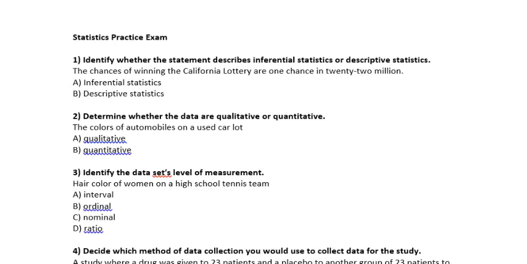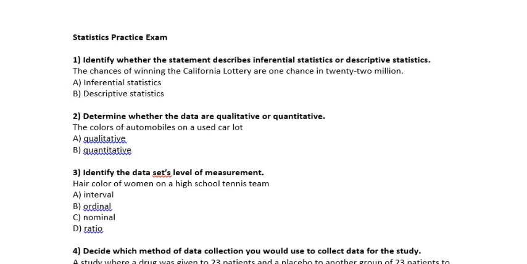So let's start with question number 1. Identify whether this statement describes inferential statistics or descriptive statistics. The chances of winning the California lottery are 1 chance in 22 million. Now, the difference between inferential statistics and descriptive statistics is that inferential statistics regard drawing conclusions from data that are subject to variation or subject to randomness. For example, the chances of winning a raffle or the chances of it raining on a particular day of the year. Something that you are inferring from or is subject to some sort of randomization.